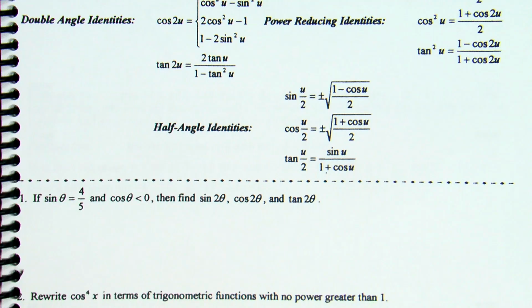Example 1 says, if sine of theta is 4/5, so they're telling me sine, and cosine of theta is less than 0, find sine of 2 theta, cosine of 2 theta, and tangent of 2 theta. We'll take a guess. Which identities are we using here? Yeah, double angle identities. They gave us sine of theta, and they're asking us to find sine of 2 theta, cosine of 2 theta, and tangent of 2 theta.